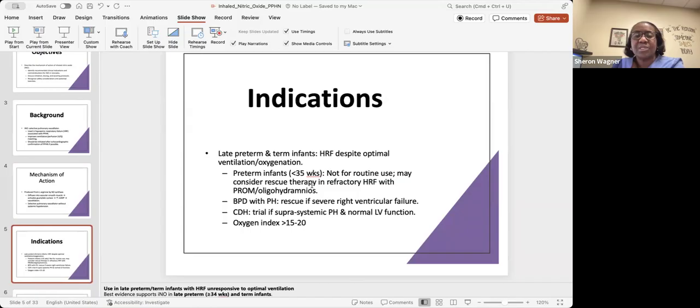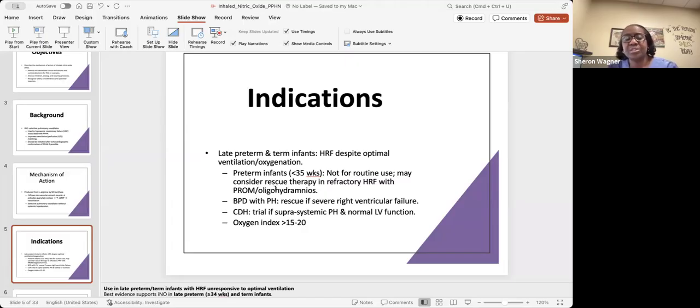Indications are generally for late preterm and term infants with hypoxic respiratory failure despite optimal ventilation and oxygenation strategies. Preterm babies less than 35 weeks are excluded as a general rule, but we do use nitric oxide in babies that are less than 35 weeks, and we have seen some good results from using nitric oxide in these babies.